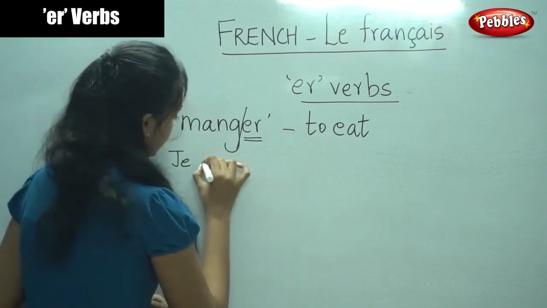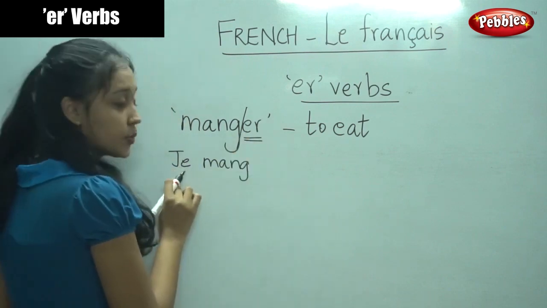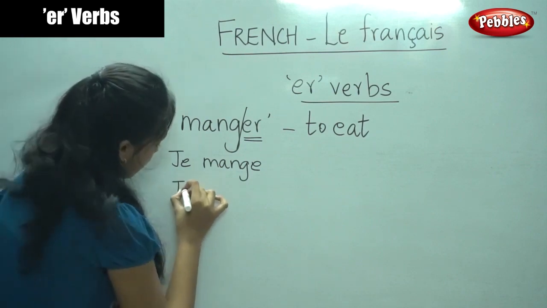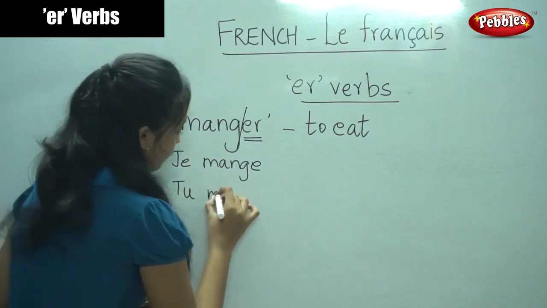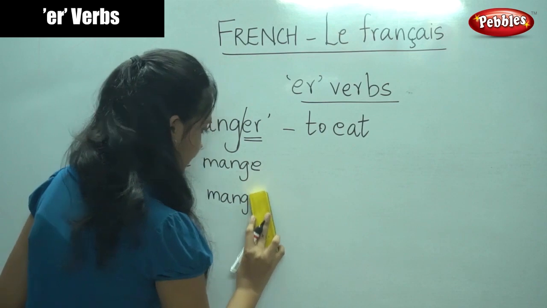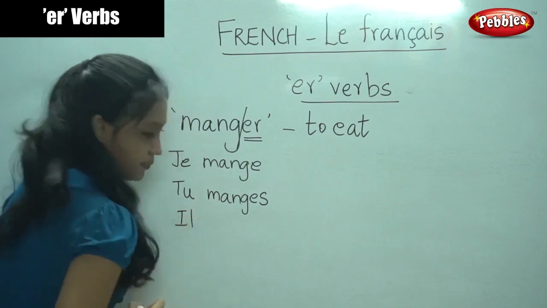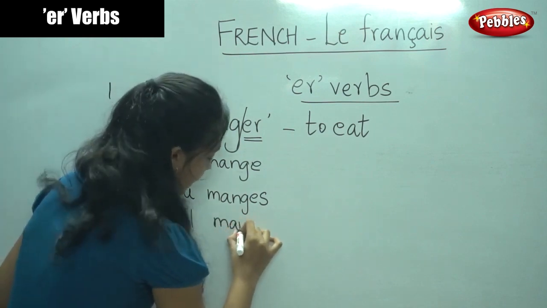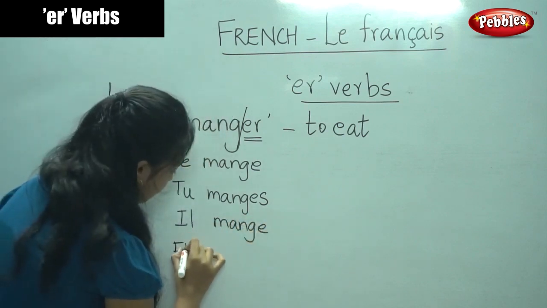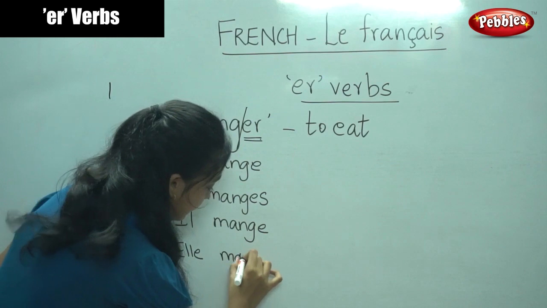So, are you ready to conjugate the verb manger? Je. So we would remove E and R. And for je, what would we add? We would add E. So, je mange. For tu, we would remove E and R and replace it with ES. For il, we would remove E and R and replace it with E. For elle, we would remove E and R and replace it with E.